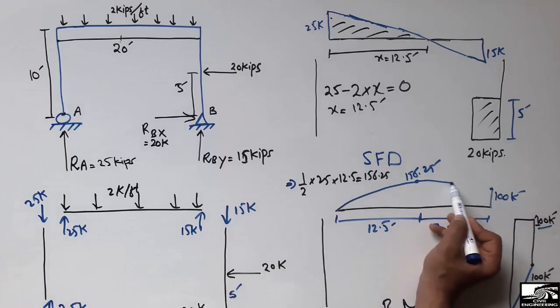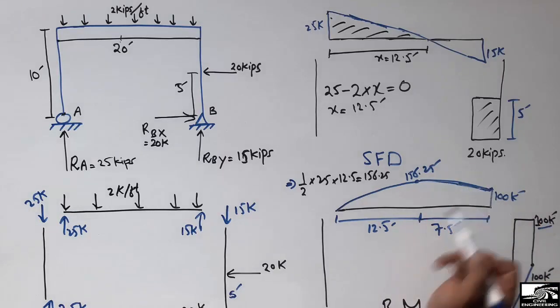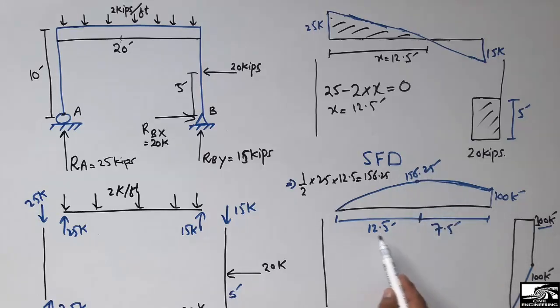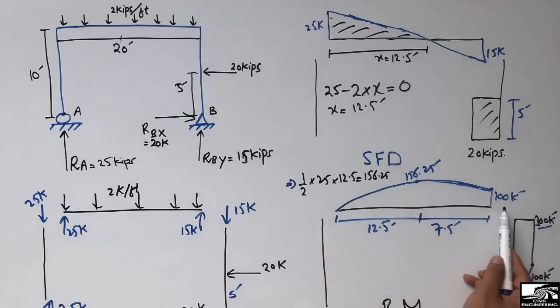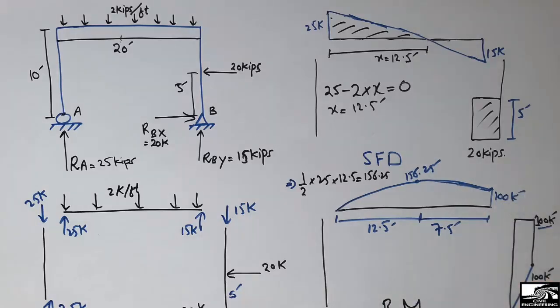So joining this point and this point, we can get the bending moment diagram for the respective frame. So the maximum moment is 156.25 acting at a distance of 12.5 from the left end, and 100 kip foot acting at the joint. And there is no moment here. You can see zero moment because there is a roller support, so it does not support any moment. Similarly, this point also has zero moment because it does not support any moment.